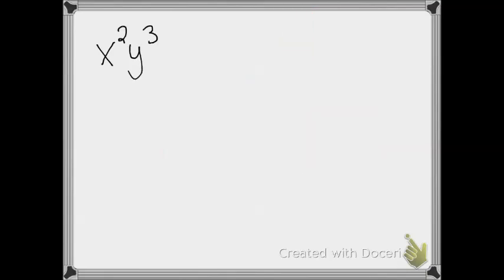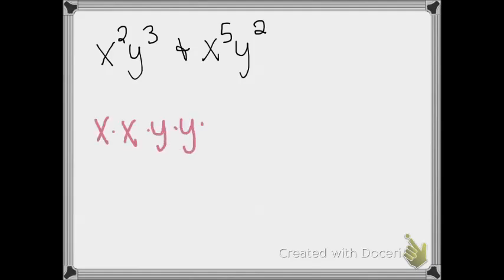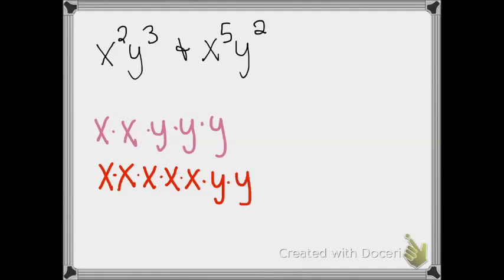All right, next example. We have x squared, y to the third, and x to the sixth, y squared. We're going to factor those out. That's the fastest and easiest way to do this. So we have 2 x's and 3 y's, and then we have 6 x's and 2 y's. We're not going to write this as a division problem or a multiplication problem, just making a list.